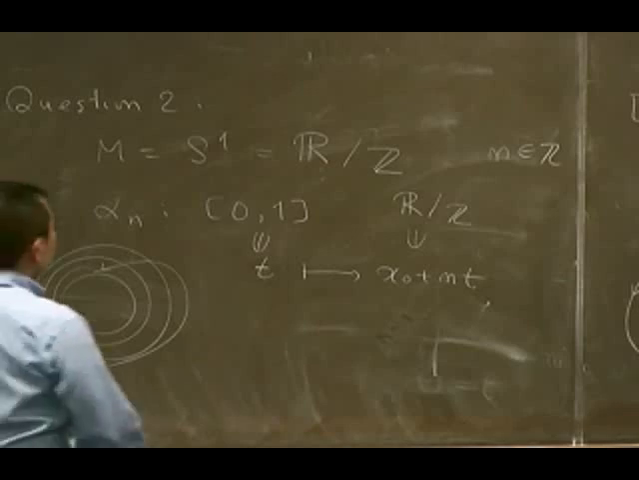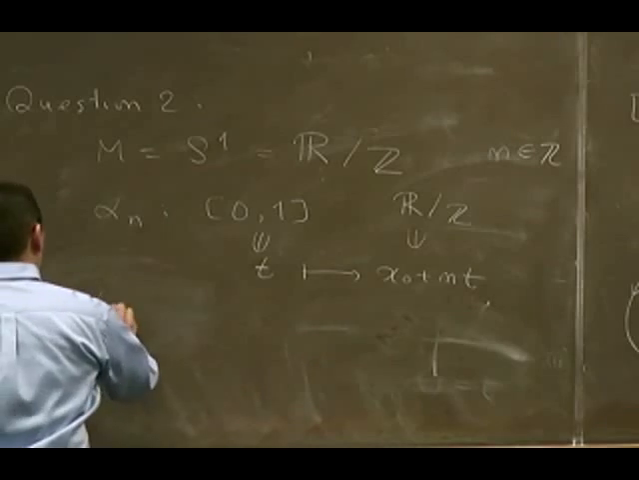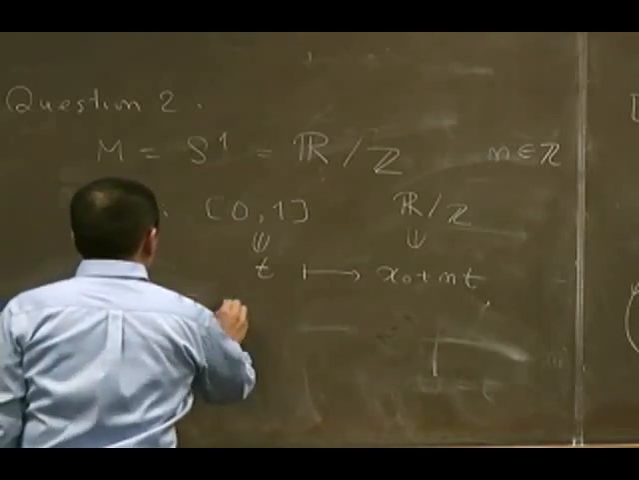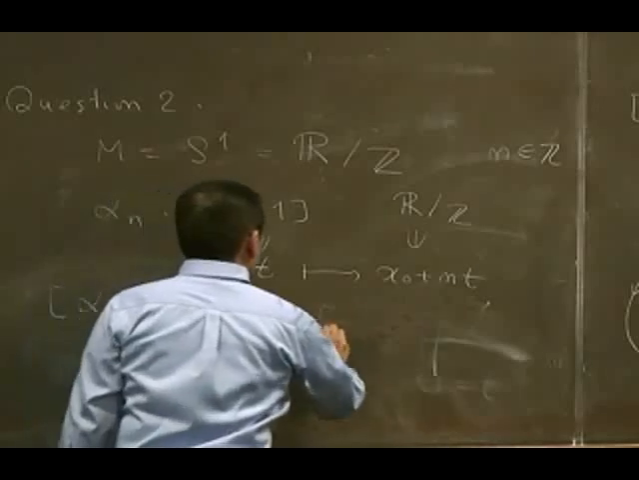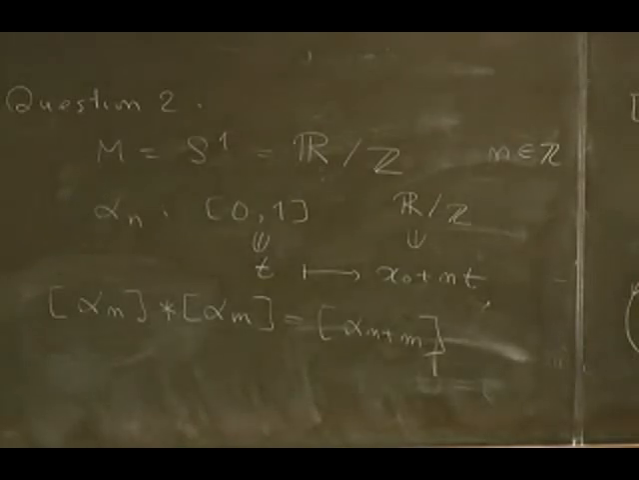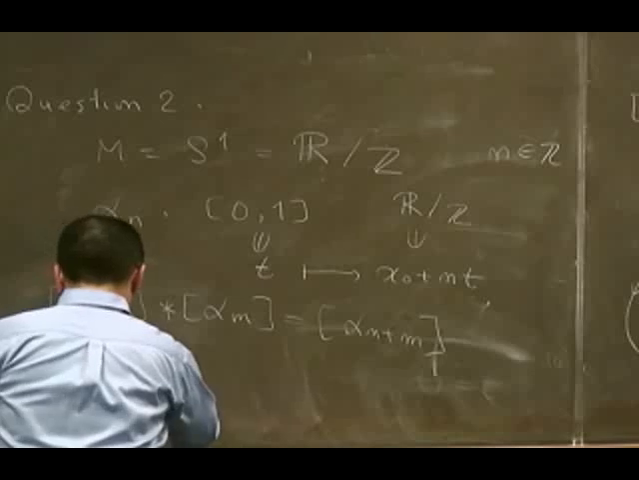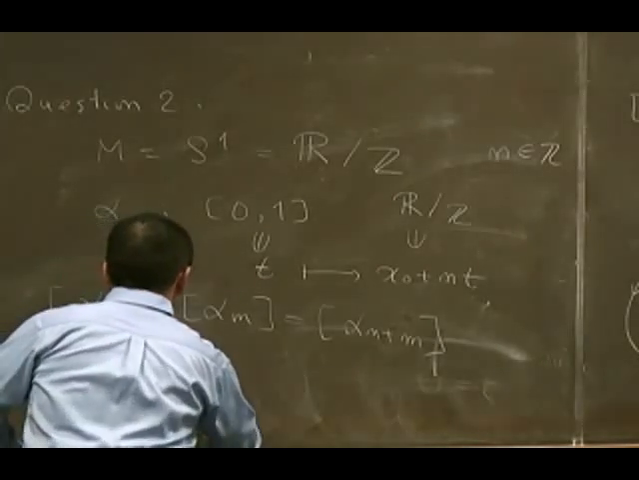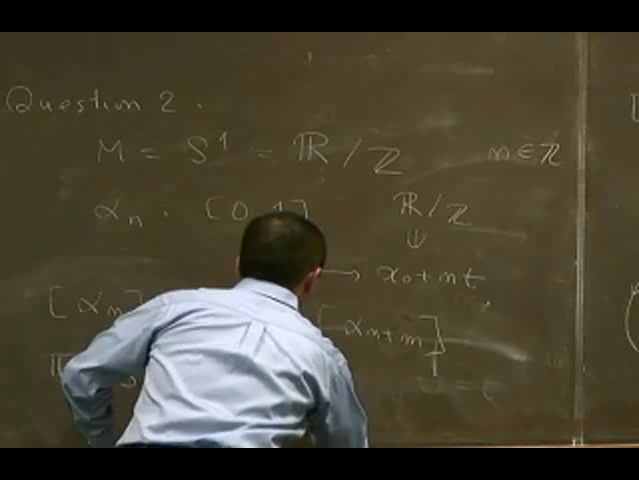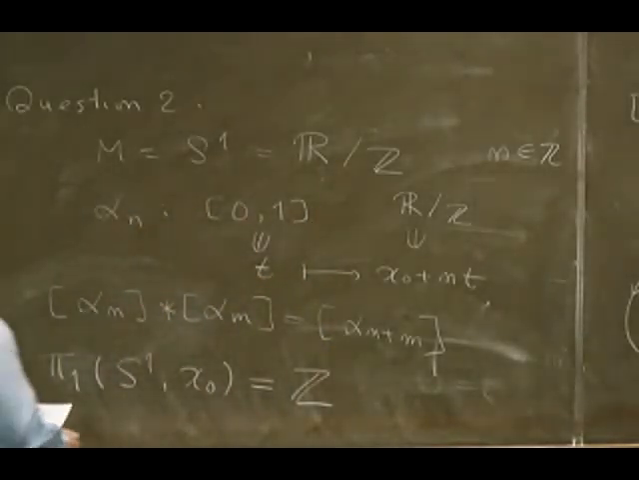So what question 2 is asking is to show that the product structure is like this. In this case, the fundamental group of a circle is therefore isomorphic to Z. So question number 2 is to show this, just to make sure that you understand the definition of the fundamental group.